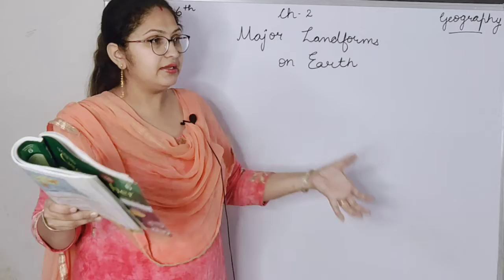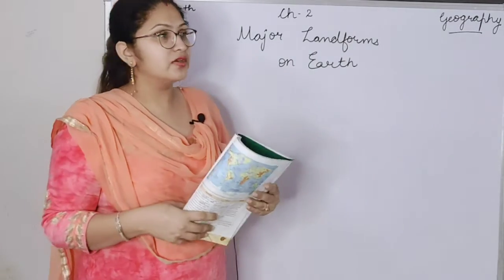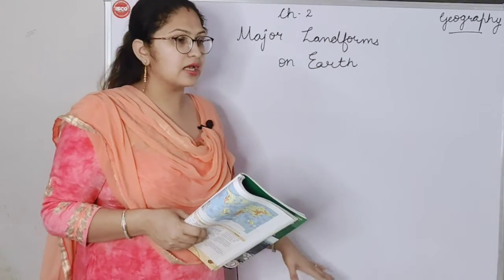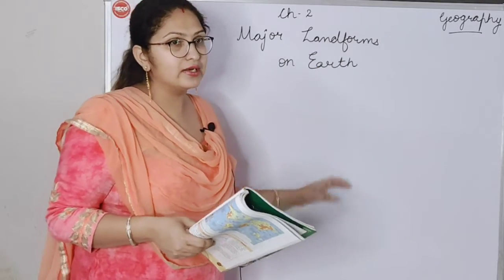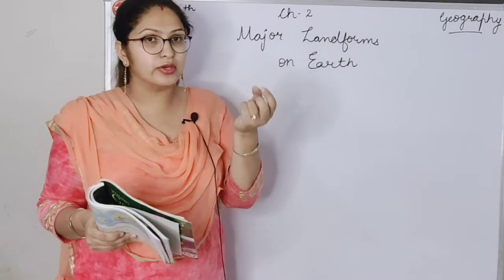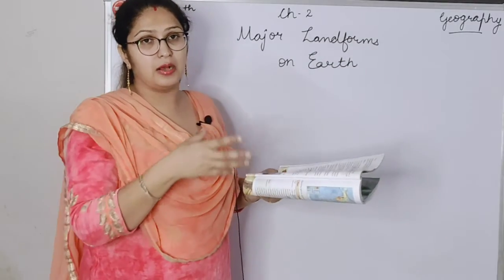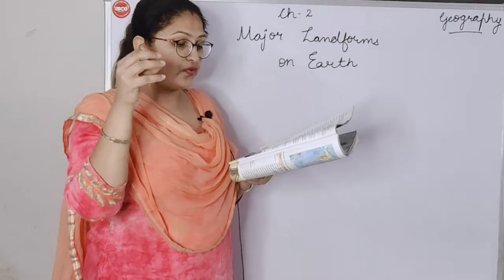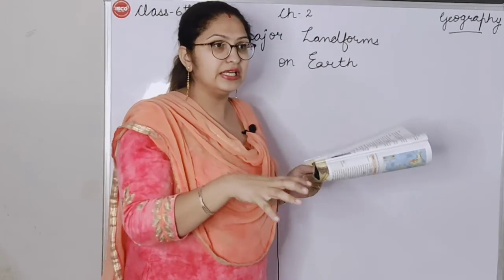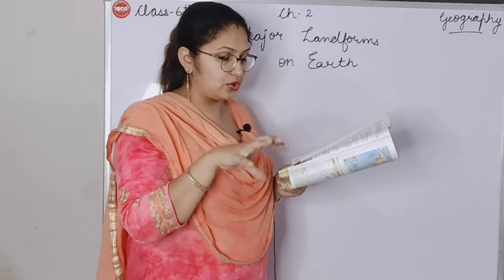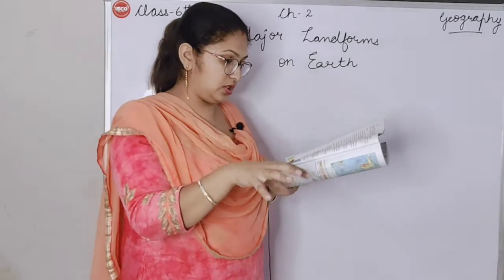So when the water is flowing down from the mountains, many things come down with that water. The sand, the soil, and small rocks also come down. So many things come along with the water. Where this material gets collected, that area is known as deposition, because there they are getting deposited.